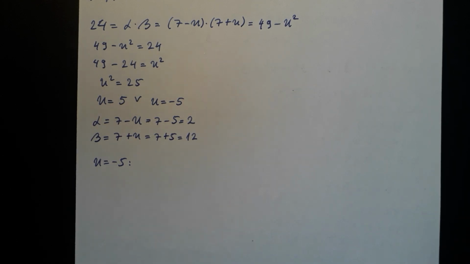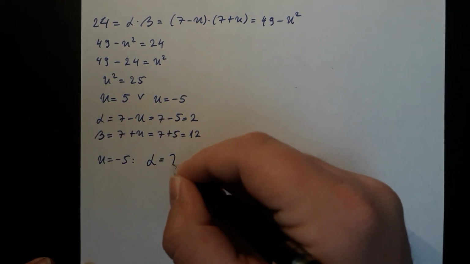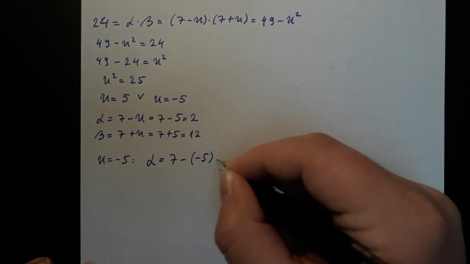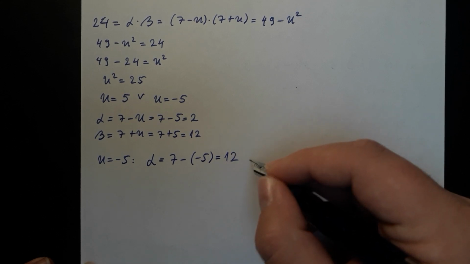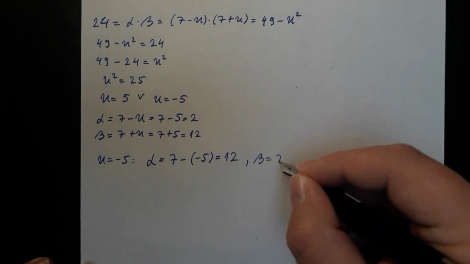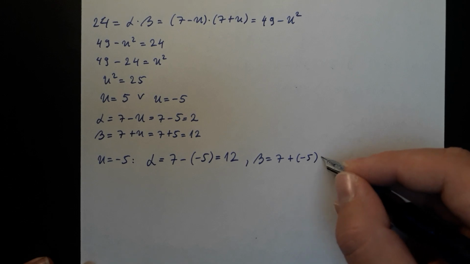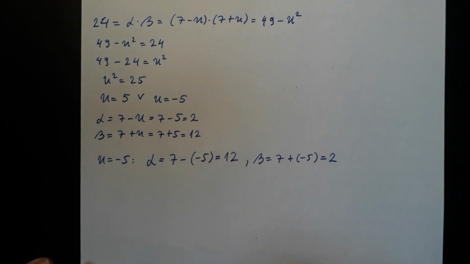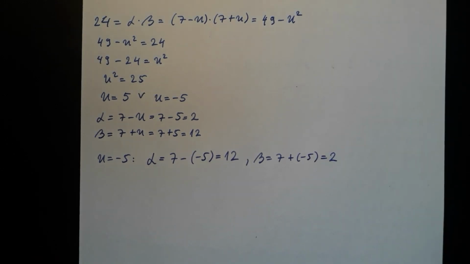So for u is equal to negative 5, this logical connection still exists. And then I would get that alpha is equal to 7 minus negative 5, which is equal to 12, and beta is 7 plus negative 5, which is equal to 2. These are the two numbers that work. Those are the same pair.